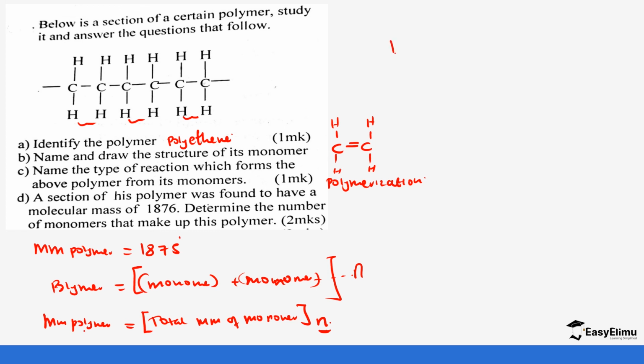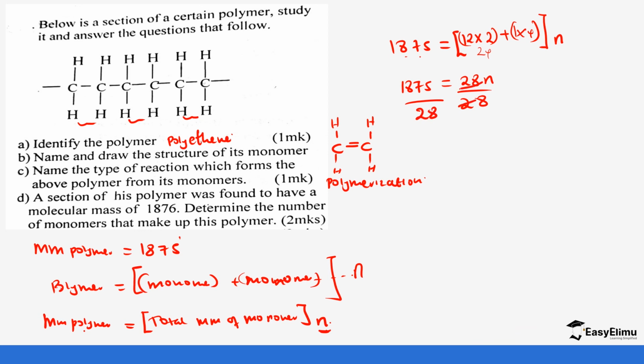So in this case, 1875 is equal to the molar mass of the monomer. The monomer is ethene, it has 2 carbons, that is 12 times 2 plus 1 times 4. If you multiply it n times, you're going to get 1875. So 1875 is equal to, this is 24 plus 4, which is 28n. So if you divide by 28, it tells you how many monomers were used. So note it's 1876. Let's not make that error. So the value of n is 67. So it tells you 67 monomers were combined to form the polymer that had a molecular mass of 1876.